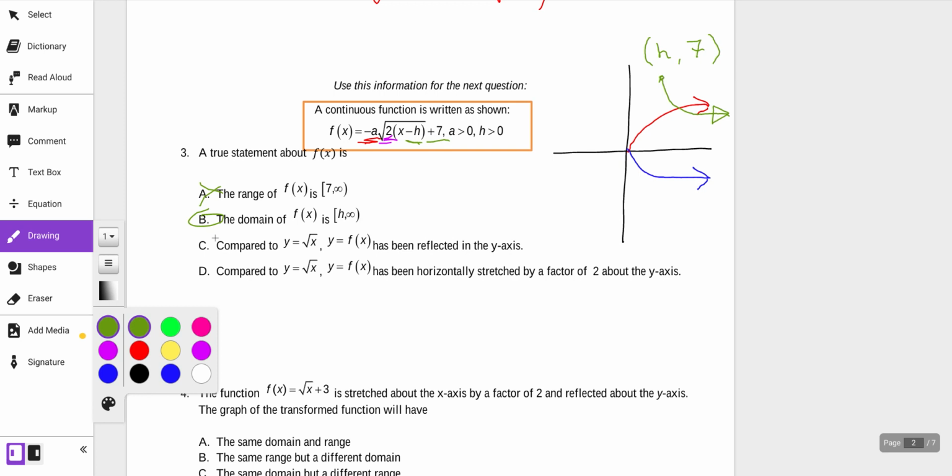Question C, compared to root x, y equals f of x has been reflected in the y-axis. That's incorrect. It was reflected in the x-axis. Right, I flipped over the x-axis, not the y-axis. And D, compared to it, it's been horizontally stretched by a factor of 2 about the y-axis. That's not true. It was stretched by a factor of 1/2, not 2. That's not D.